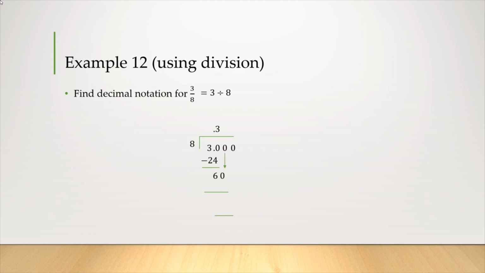Let's bring down a 0. Does 8 go into 60? Yes, it goes into it 7 times. 7 times 8 is 56. We're going to subtract that, so it gives 4. Bring down the 0. Does 8 go into 40? Yes, it goes into it 5 times evenly. Means no remainder. So 40 minus 40 is 0. So that means we're done. So the final answer is 0 and 375 thousandths.